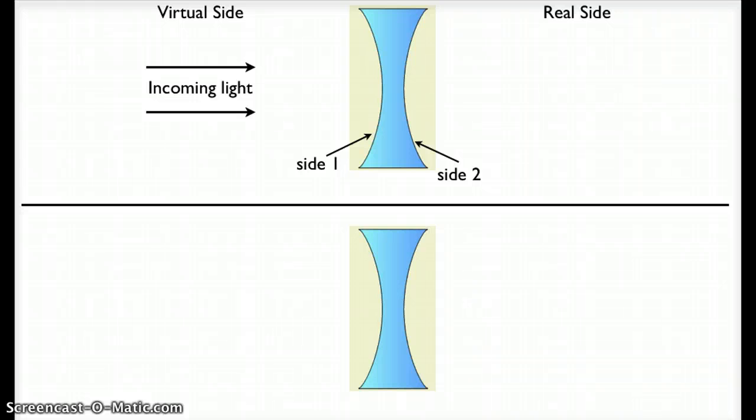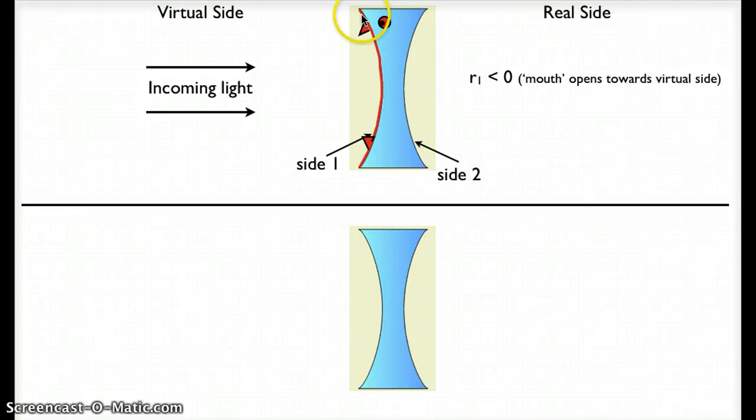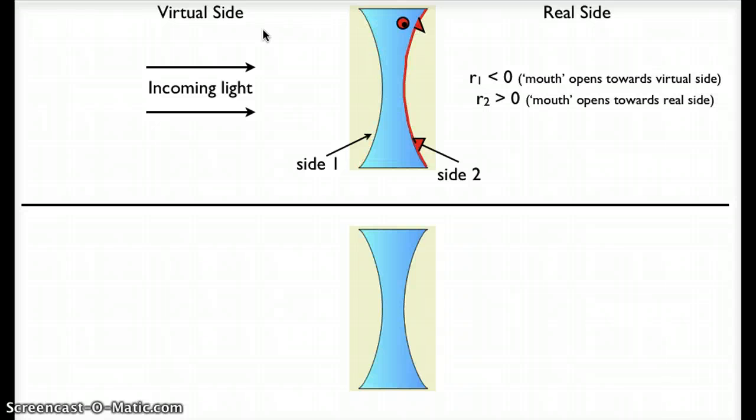Now for the radii of curvature, I'm going to do something a little bit funny here, but hopefully it'll stick in our heads. I'm going to picture this side of the lens, looking at side 1, as being a little mouth. So we've got some teeth and an eye, and this mouth is opening towards the virtual side. The virtual side is always the negative side in our diagrams, the one exception being object distance, but we're not worried about that at this moment. Since the mouth opens towards the virtual side, R1, the radius for side 1, is going to be negative. Looking at side 2, the mouth opens towards the real side, so R2 would be positive in this diagram.